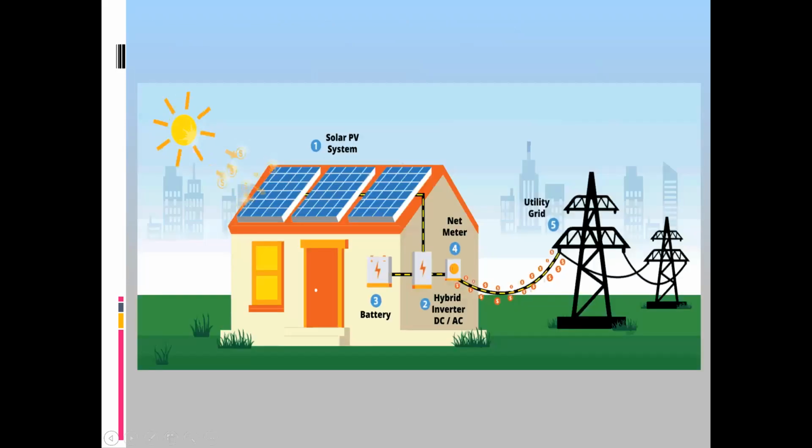As you can see here, for example, this panel is producing 12, this is producing 12, this is producing 12. So the total will be 36. But that 36 is not sufficient. That 36 volts is not sufficient to work any electrical device.